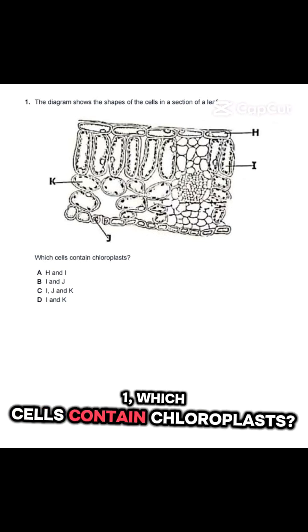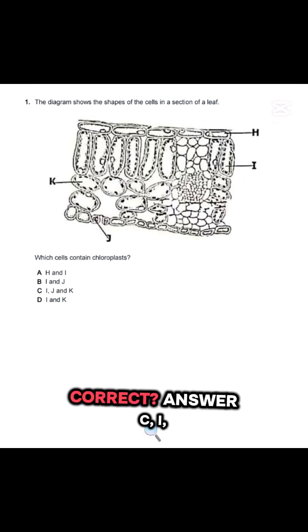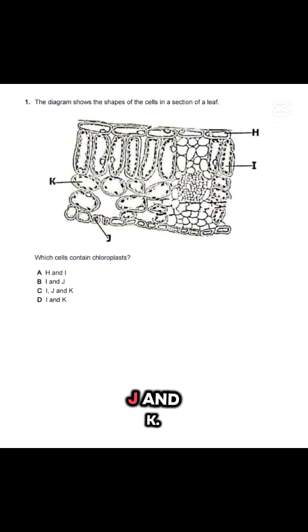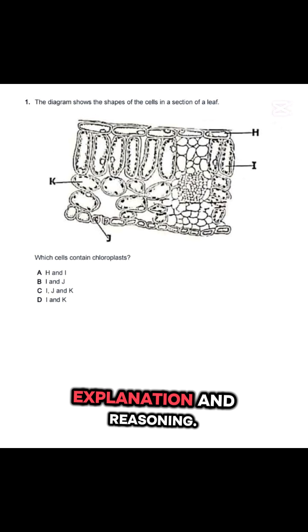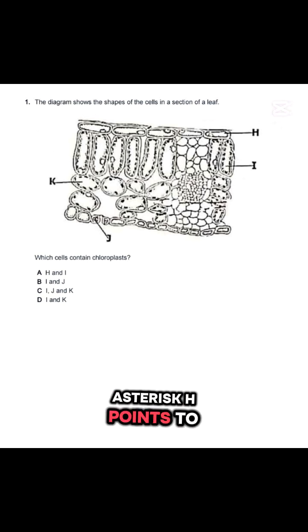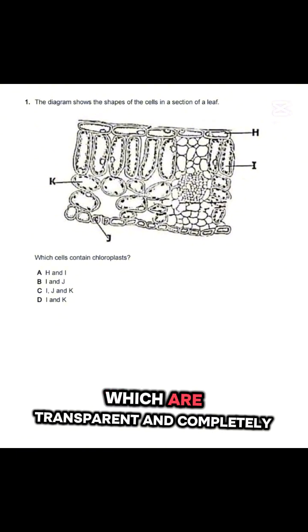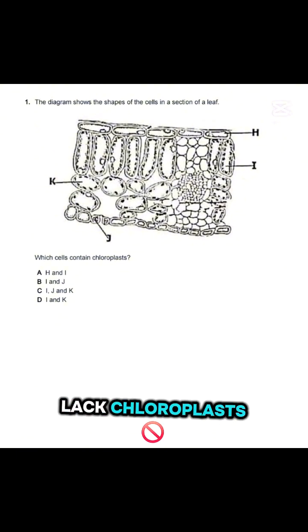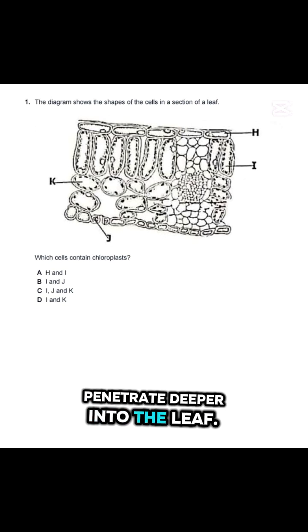1. Which cells contain chloroplasts? Correct answer, C, I, J and K. Explanation and reasoning: H points to the upper epidermal cells, which are transparent and completely lack chloroplasts to allow light to penetrate deeper into the leaf.